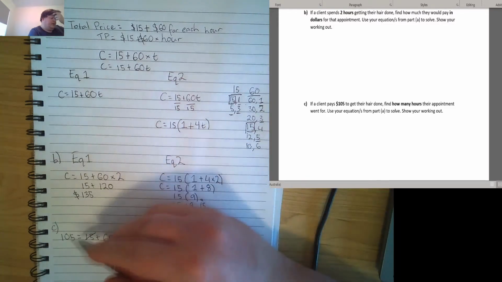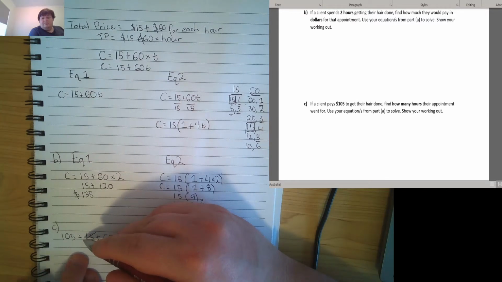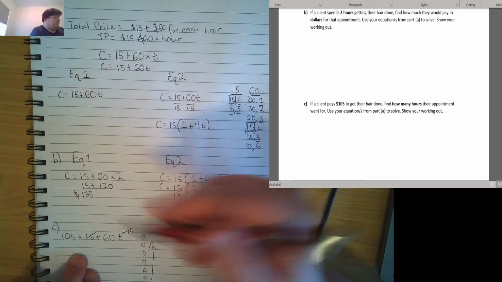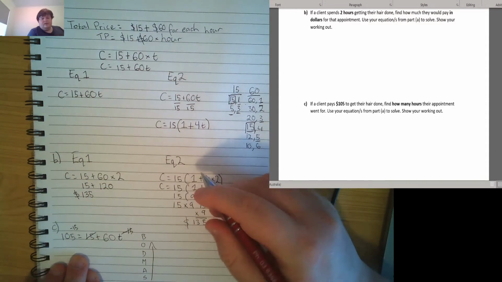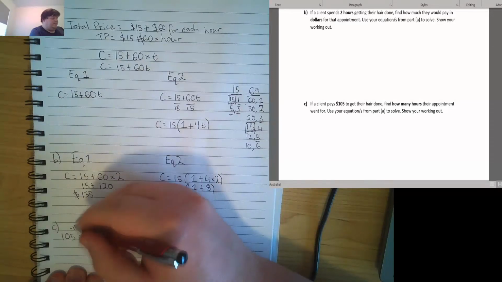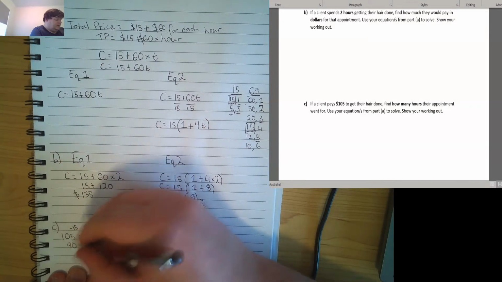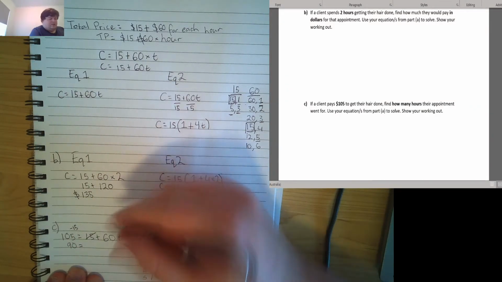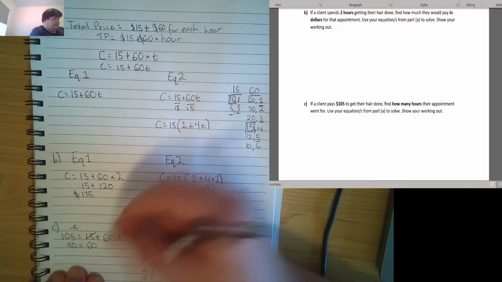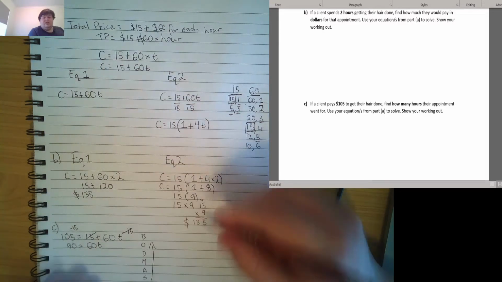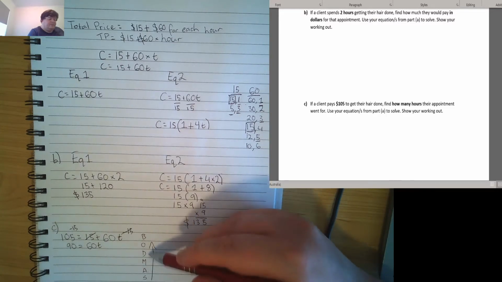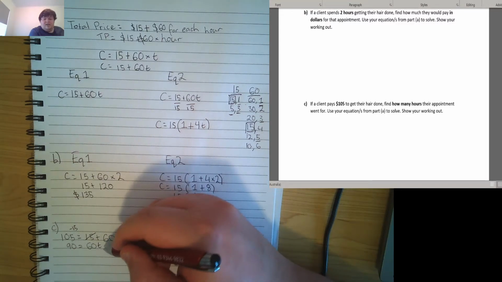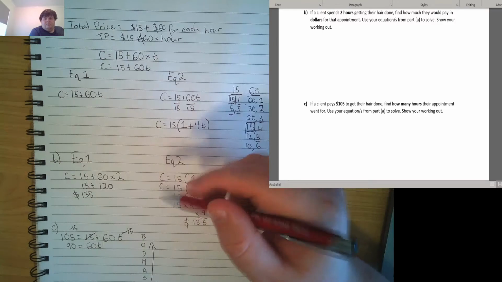However, there's an equal sign here, which means both sides need to remain the same. So we also need to subtract 15 away from our answer. So that'll give me 105 minus 15 is 90. Those two 15s are gone. So it leaves me with 60 times t. Now I'm going to go up. There's no more addition and subtraction. I need to get rid of any division or multiplication. And it's 60 times t. We know that from how we had it before.